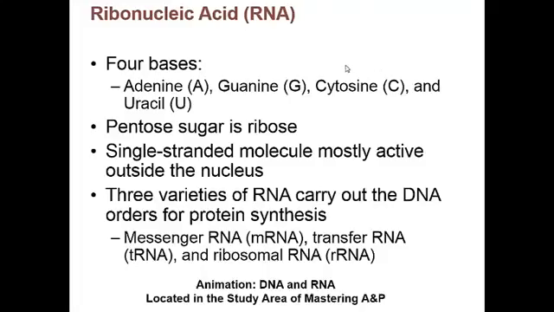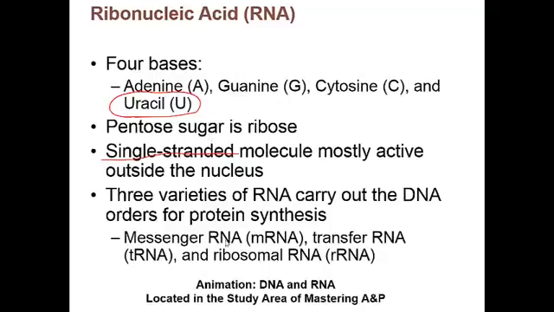So RNA is going to be single-stranded. Remember, DNA is double-stranded, RNA is single-stranded. It has adenine, guanine, and cytosine, but again, instead of thymine, it has uracil. So this is one of the big differences. And there's 3 different types of RNA you should be aware of.